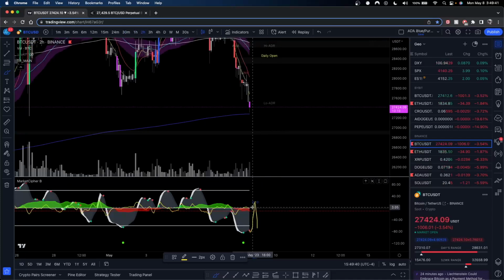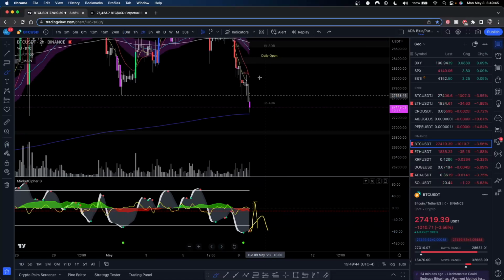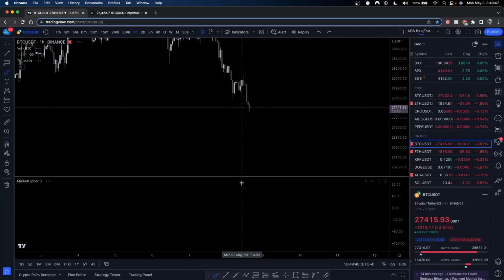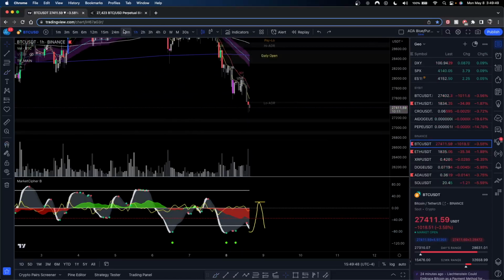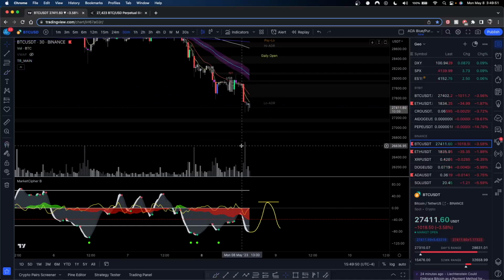And then if I come to the 2 hour and I get a red dot like there, then that followed through. So then I can shift my perspective to the 2 hour, right? Now, what do you do if you don't see that?